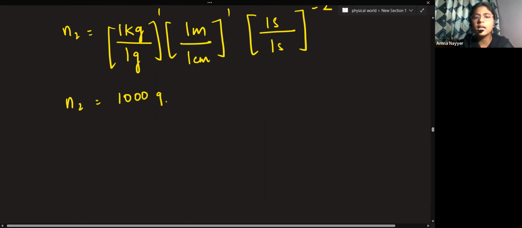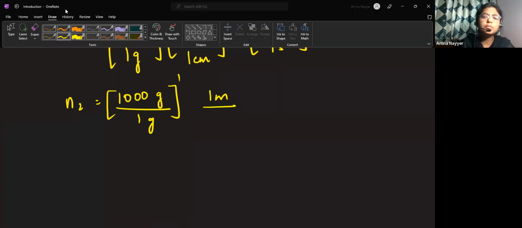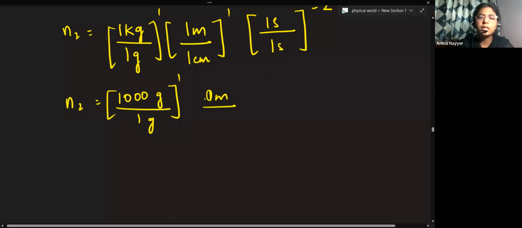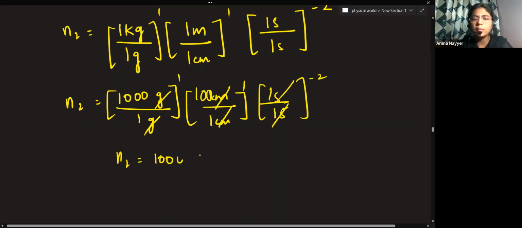This becomes what? 1000 grams divided by 1 gram to the power 1, 1 meter. This is equal to what? This is equal to 100 centimeters, divided by 1 centimeter to the power half. So gram gets cancelled, centimeter gets cancelled, and 1 second is getting cancelled automatically. From here also you can see 1 second is getting cancelled. So what are you left with? N2 is equal to what? 1000 multiplied by 100. Rest all the units have been cancelled. It means N2 is what? 10 to the power 5.